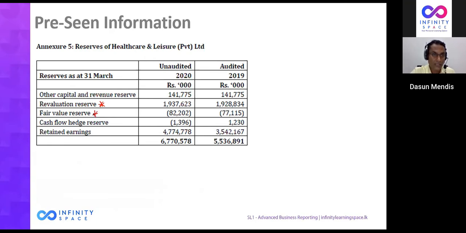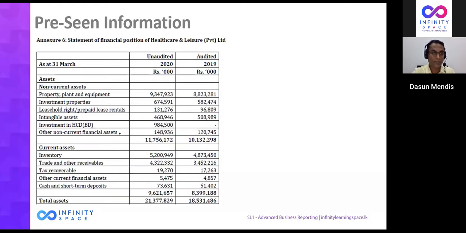Fair value reserve. This is because of the fair valuation of equity financial assets, or the financial assets which are measured at fair value through other comprehensive income. Then the cash flow hedge reserve, again as a result of fair valuation of the hedge instrument of the cash flow hedge. Now it's very clear that in the financial statements, a lot of fair valuation is involved. Then moving on to the statement of financial position as well.